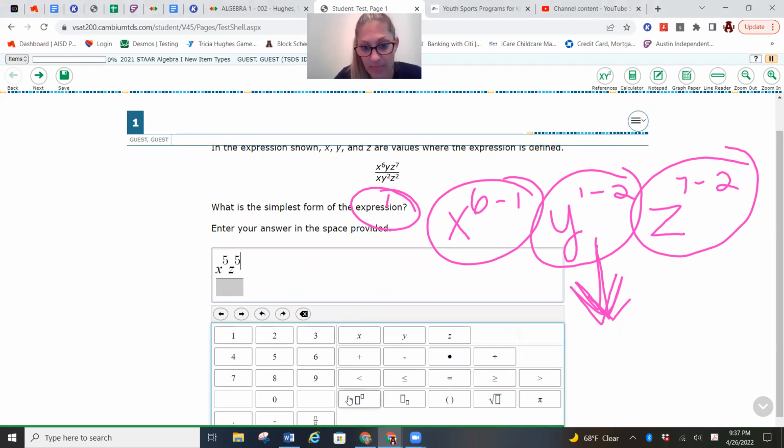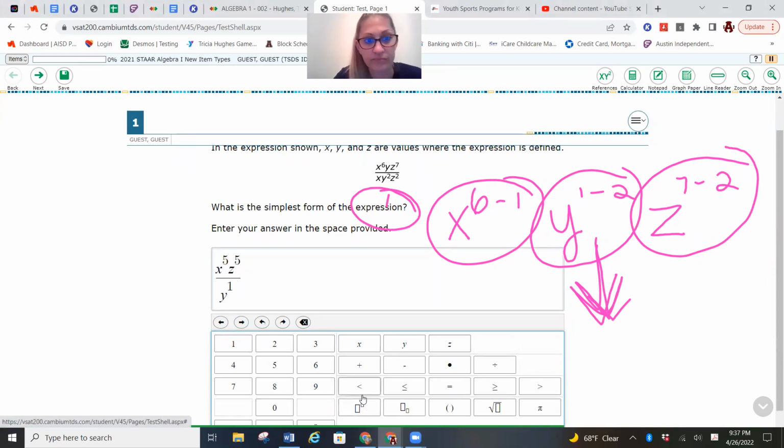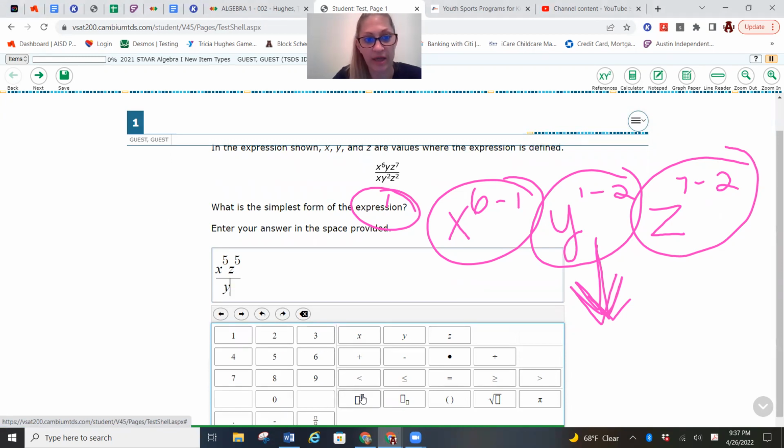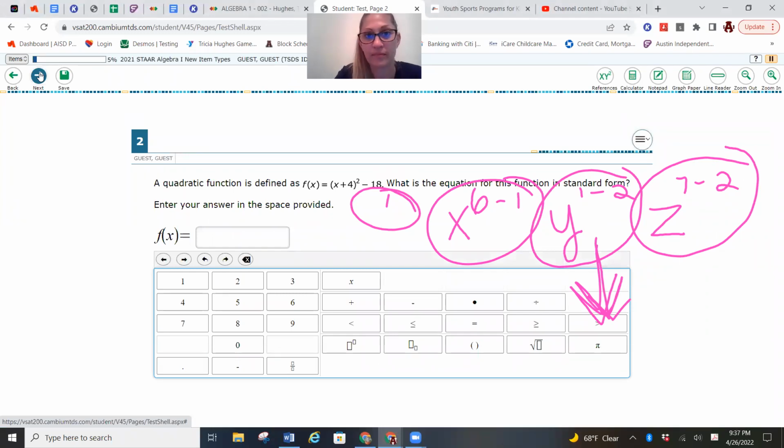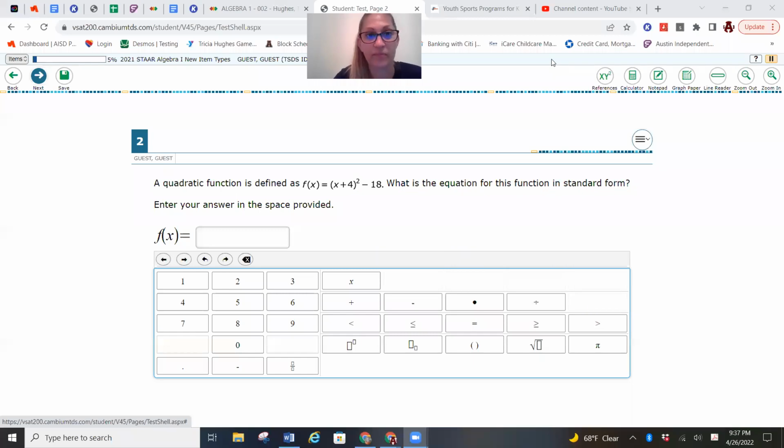So notice I pressed this button to get the top exponent. My bottom answer is y to the power of 1. I don't have to put a 1 if it's a 1. So I can now delete that. That's my final answer. I'm going to hit save and move on. Now I can clear my annotation.